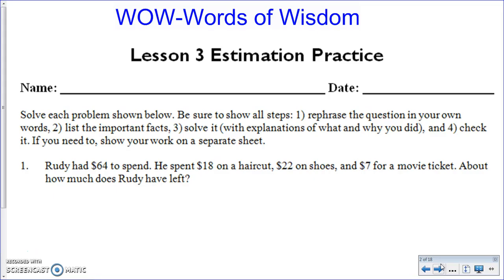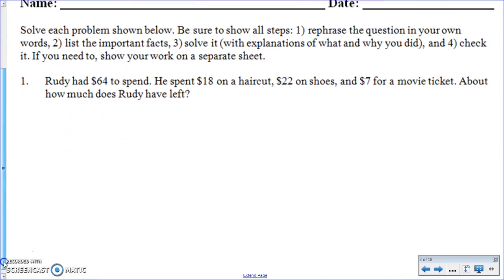Number 1. Rudy had $64 to spend. He spent $18 on a haircut, $22 on shoes, and $7 for a movie ticket. About how much does Rudy have left? So in step 1, rephrase the question in your own words. We need to find out how much money Rudy has after he's done all his errands. Step 2, list the important facts. So we know he has $64 to spend, spent $18 on a haircut, $22 on shoes, and $7 on a movie ticket.